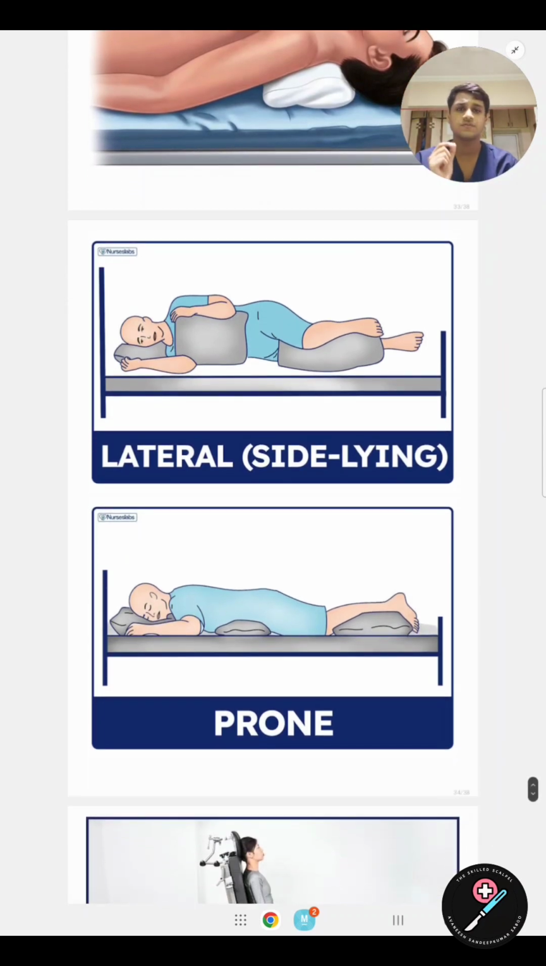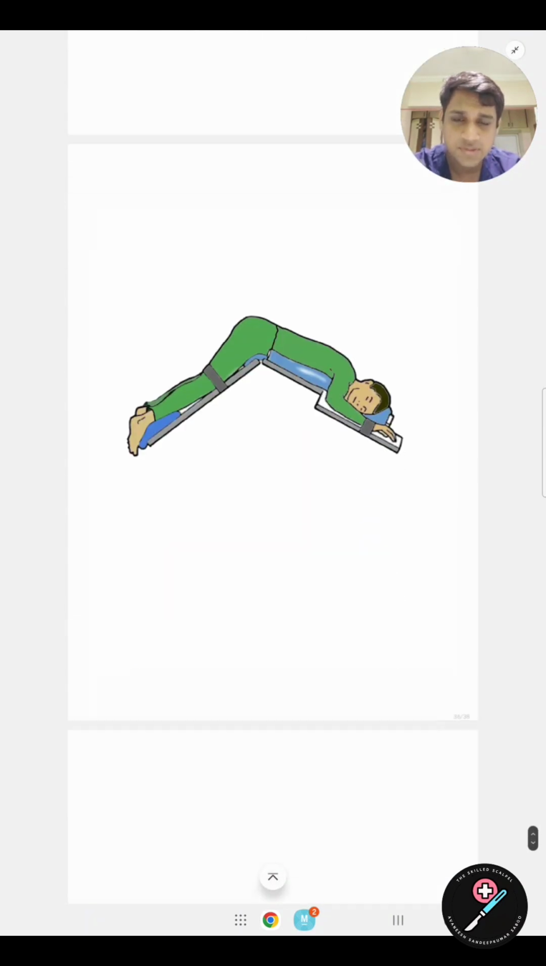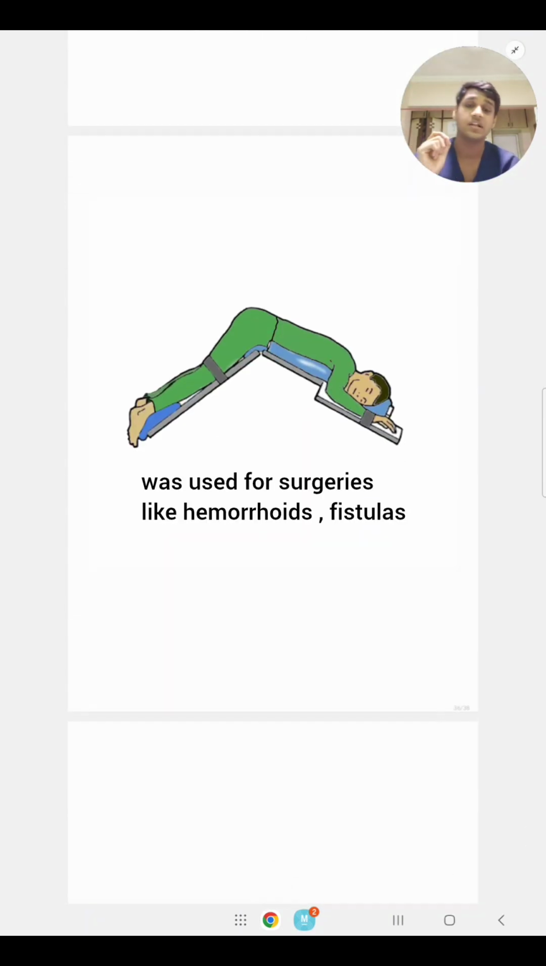The prone position. The prone position is used for surgeries like spinal surgeries and pilonidal sinus or Kraske's disease. The jackknife position, which is not used anymore. As you can see here, this is a jackknife position as it led to compression in the chest and there were many cases of positional asphyxia.